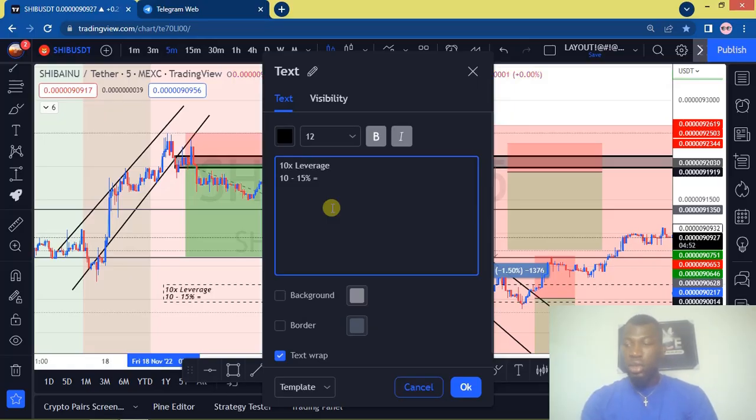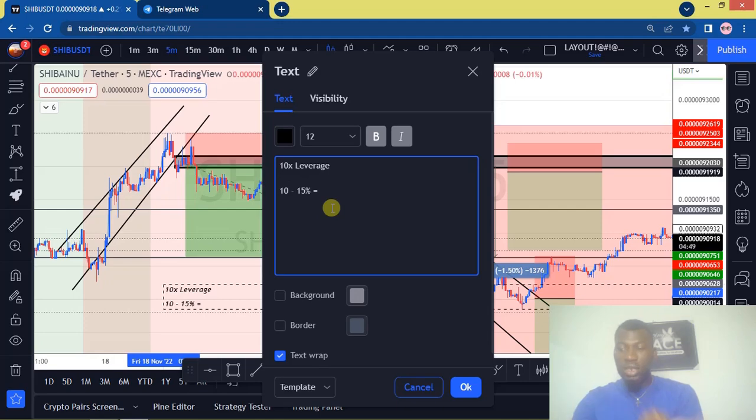On 10x leverage. One secret, like I've already mentioned, is that whenever you're placing a trade, when your trade just does 20 pips, it's always good to set it at break even, or you take partial profit. For every 20 pips movement, be taking partial profit. Now look at it here. A 10 to 15% trade on 10x leverage means you have done 20 pips on that trade.